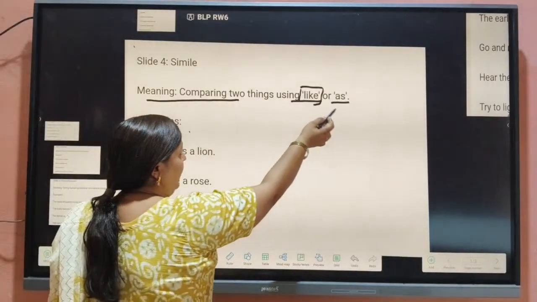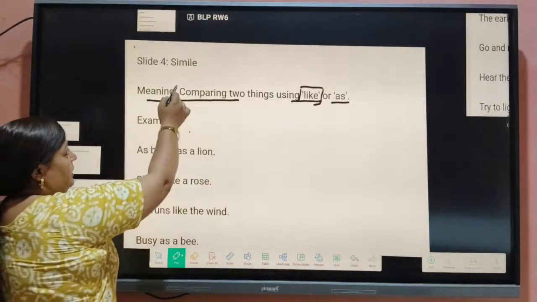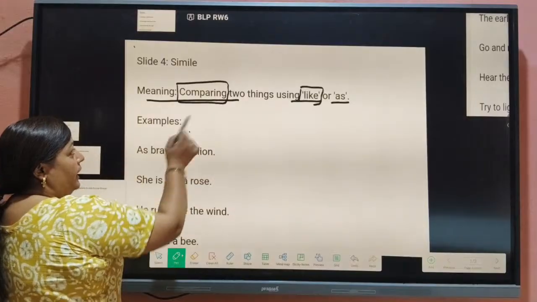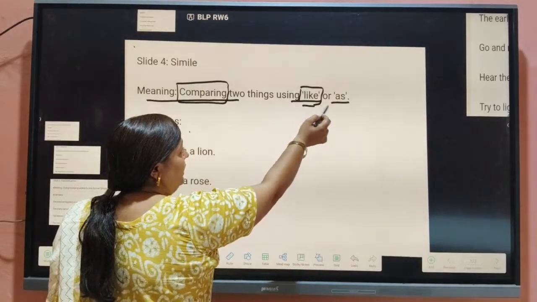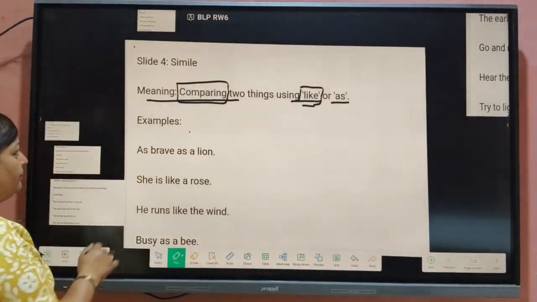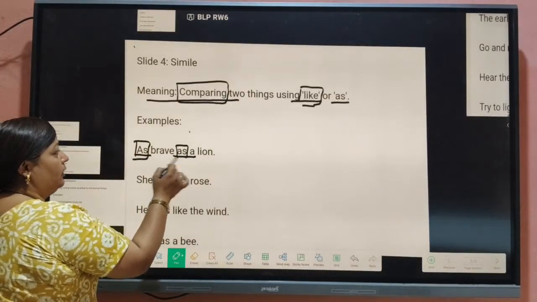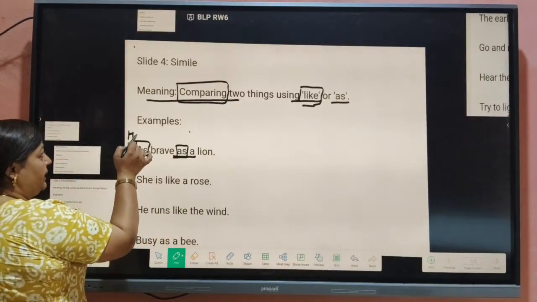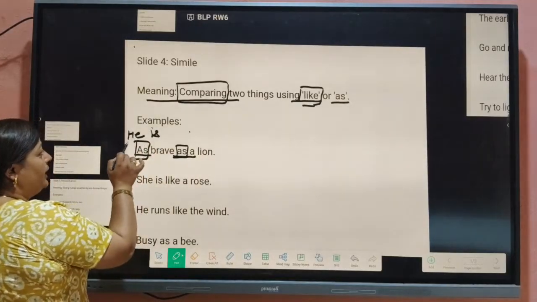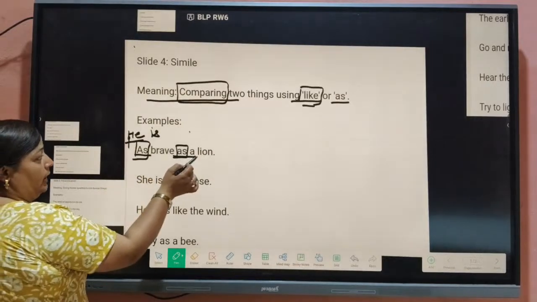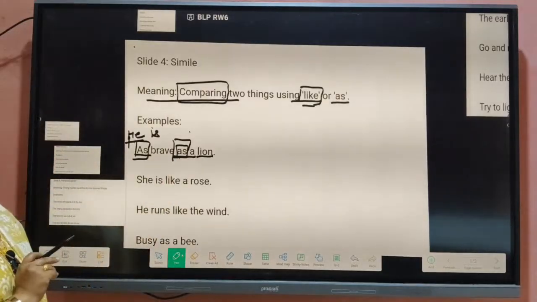If we have like and as, and we find a comparison between two things, then that is simile. For example, we can see as brave as a lion. Here we can write he is as brave as a lion. Here we are comparing he with a lion, but with the use of the word as. In this way, here is simile.